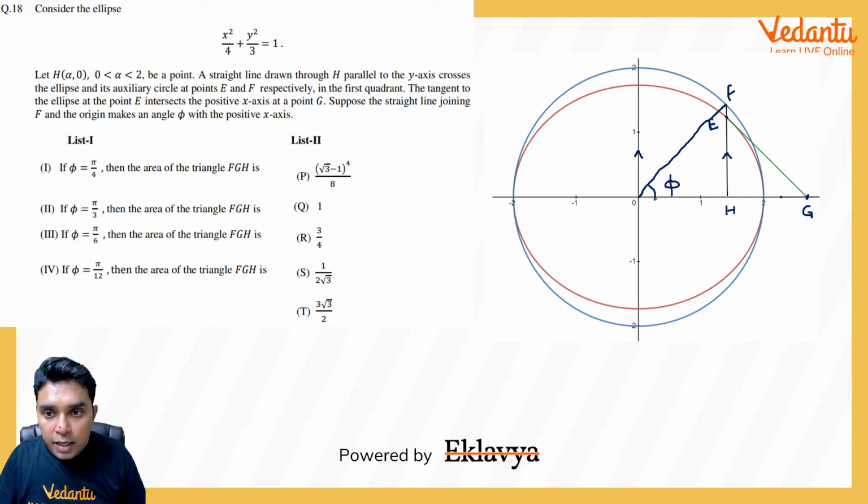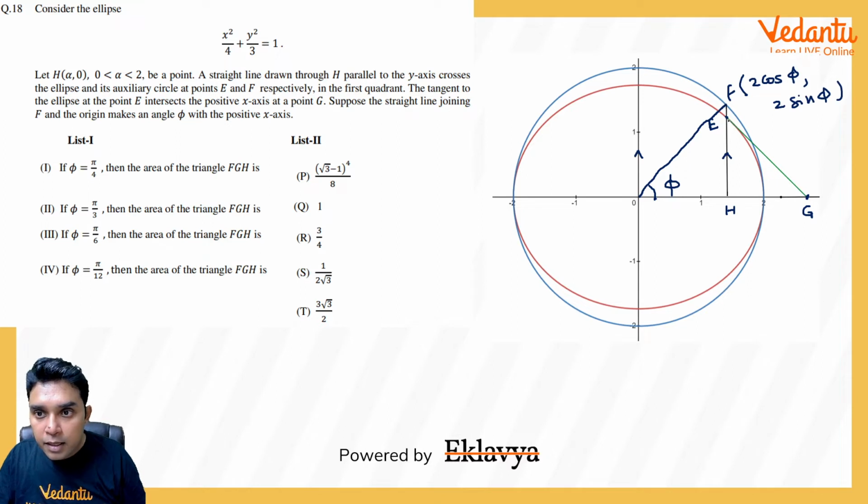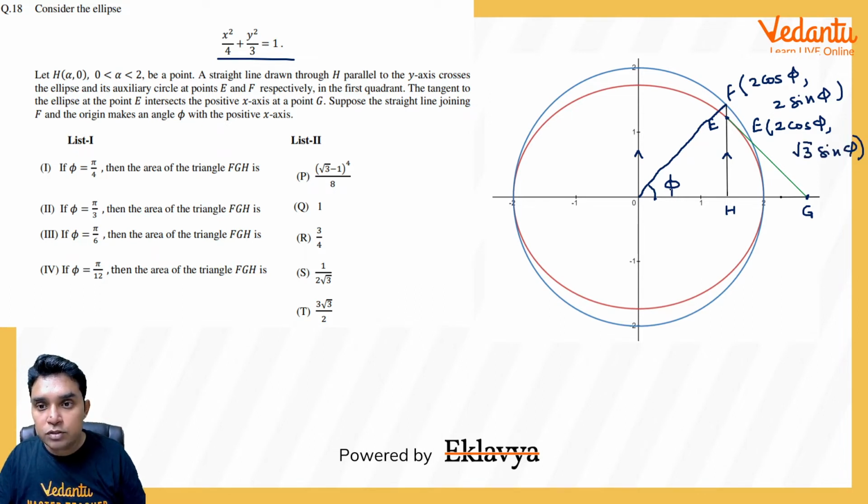So dear all, if this angle is phi, we can write the coordinate of F in parametric form as (2 cos phi, 2 sin phi). Okay, and then this E point will have the same x coordinate because FEH is a line that is parallel to the y-axis. But because E lies on this ellipse, its y coordinate will be √3 sin phi. In fact, that is the significance of this parametric angle for any ellipse.